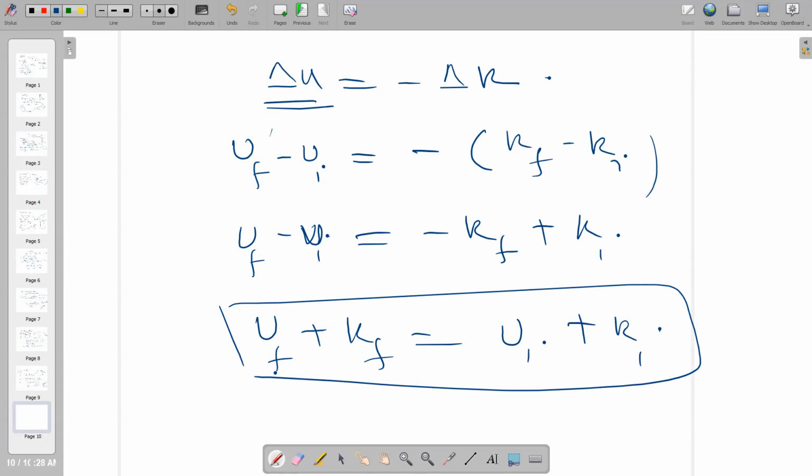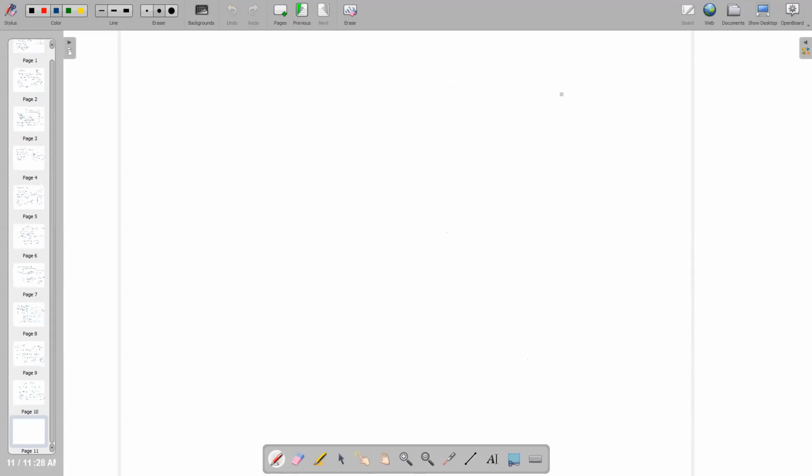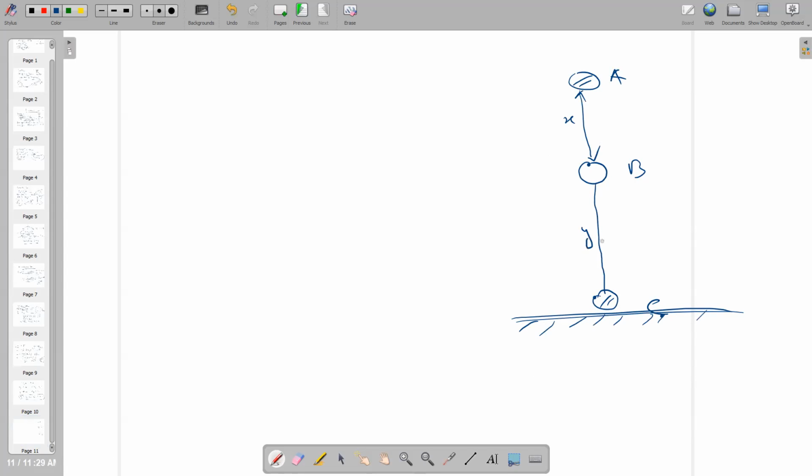Now you can understand this problem more clearly with this example. I'm giving you a simple example, this one. A body is here at point A, then it is at point B, then it is at point C. Point C is on the ground. The distance between A and B is X, and this distance is Y. The distance from here to here will be X plus Y.